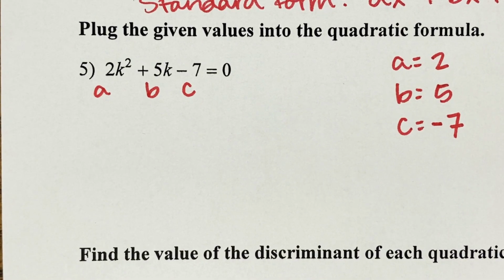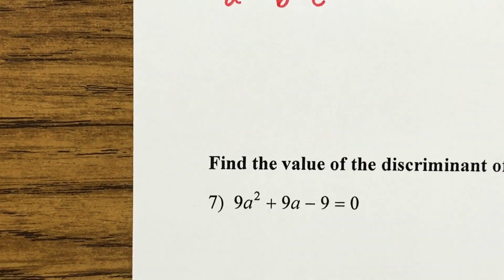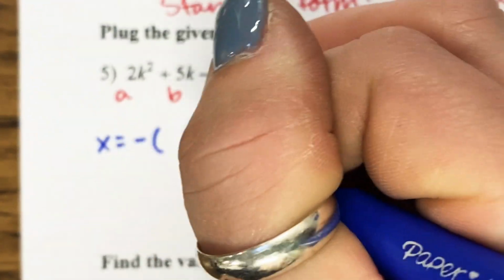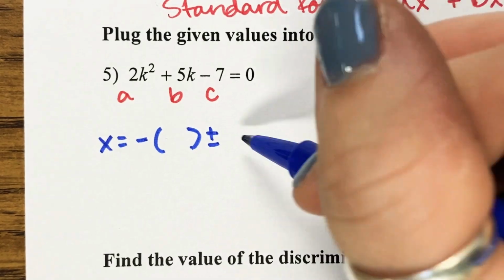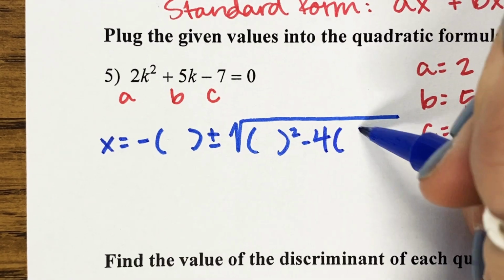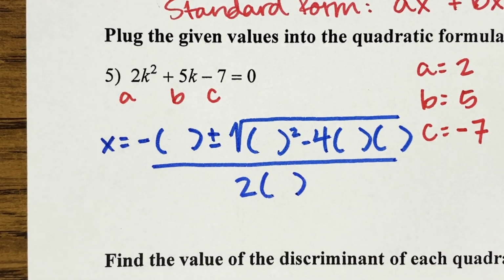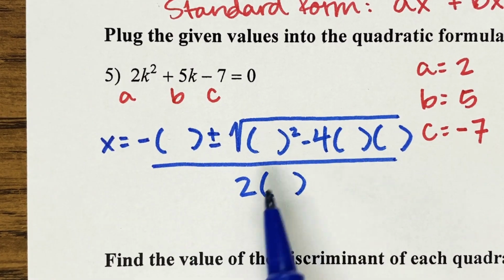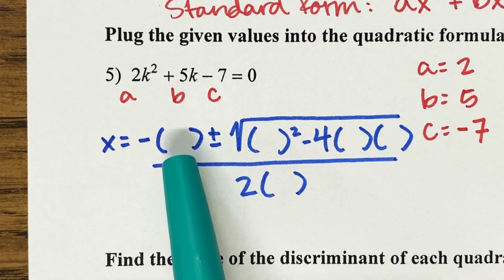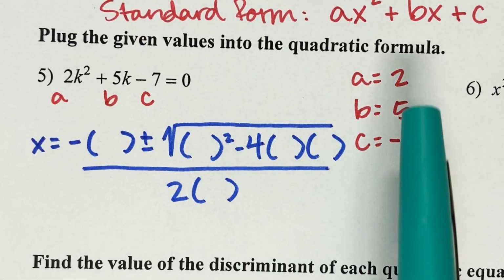So let's go ahead and copy down our quadratic formula, leaving little spaces where the A's, the B's, and the C's are. So I have x is equal to negative b plus or minus the square root of b squared minus 4 times a times c all over 2 times a. And I'm just going to fill in these blank spaces with the numbers we identified. So the first space is b, negative b. So what number did we identify as b? Positive 5.